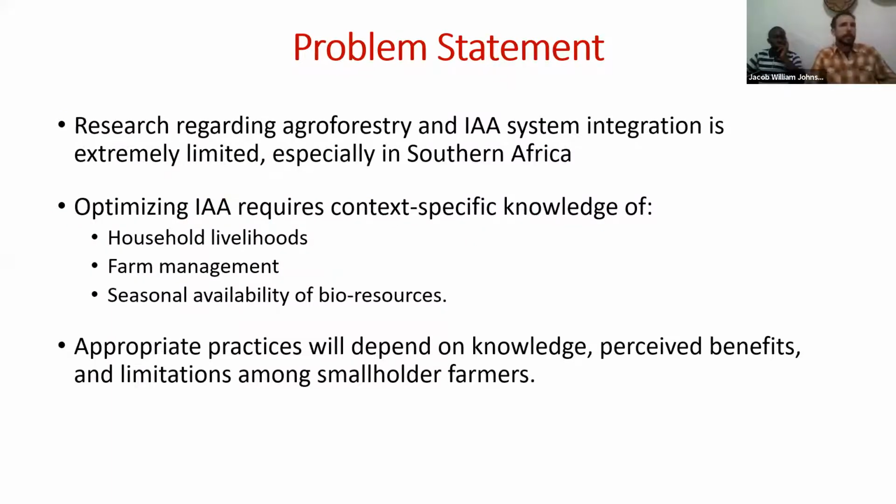Here's the problem statement. Research regarding both agroforestry and integrated agriculture-aquaculture is extremely limited, especially in the Southern Africa region. So it's a little complex. Optimizing IAA requires context-specific knowledge of household livelihoods, farm management, and seasonal availability of bioresources. So it's hard to get this data. And appropriate practices that we could recommend would depend on the knowledge, perceived benefits, and limitations among smallholder farmers.